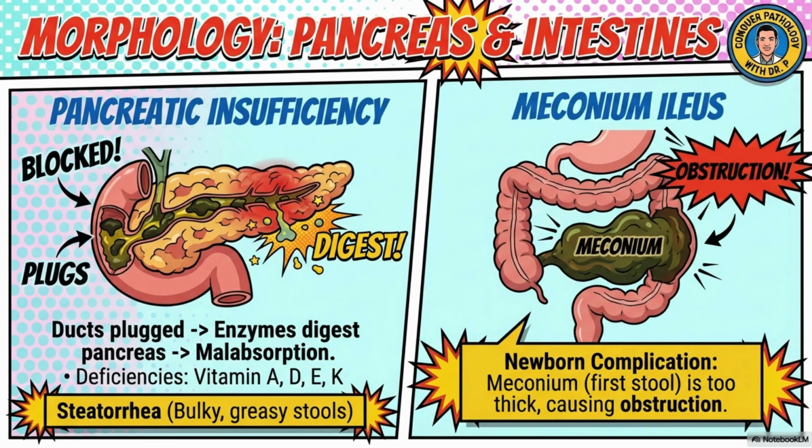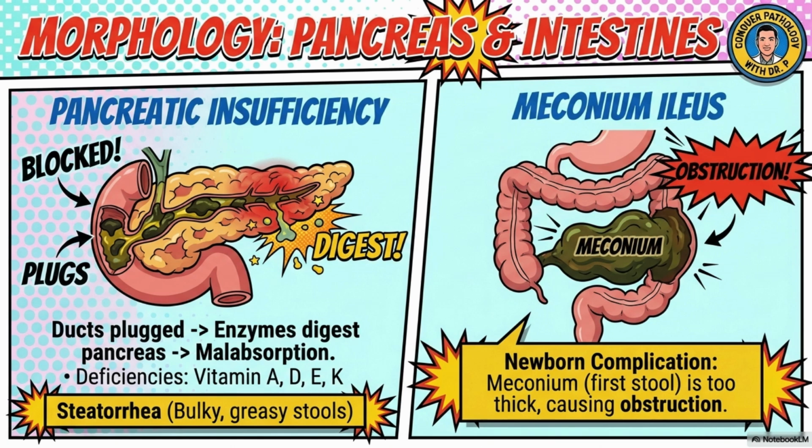Next are the pancreas and intestines. In the pancreas, the ducts get plugged. The enzymes can't get out, so they start to digest the pancreas itself. Consequence is malabsorption, specifically deficiencies in vitamins A, D, E and K, and steatorrhea, which is bulky greasy stools.